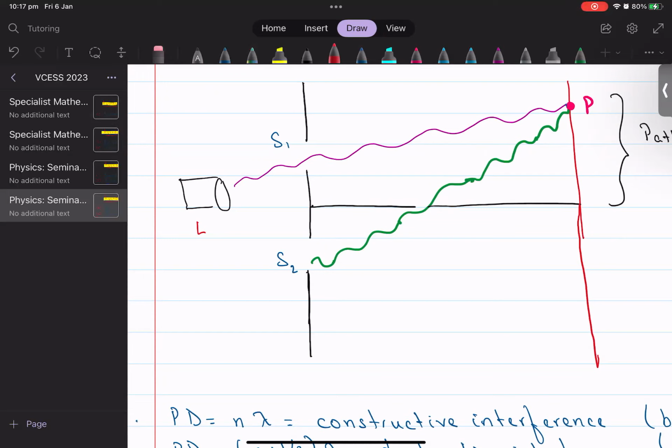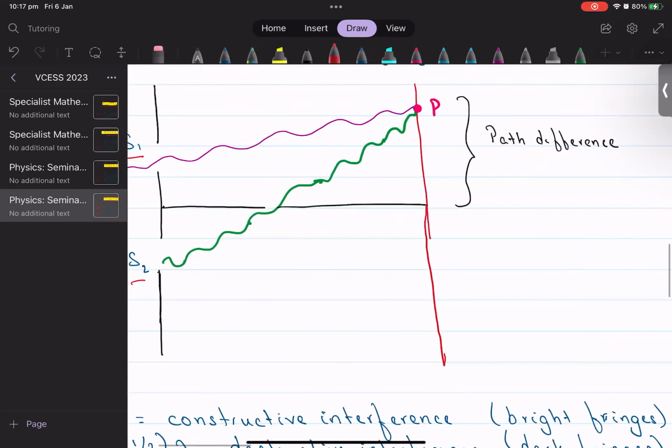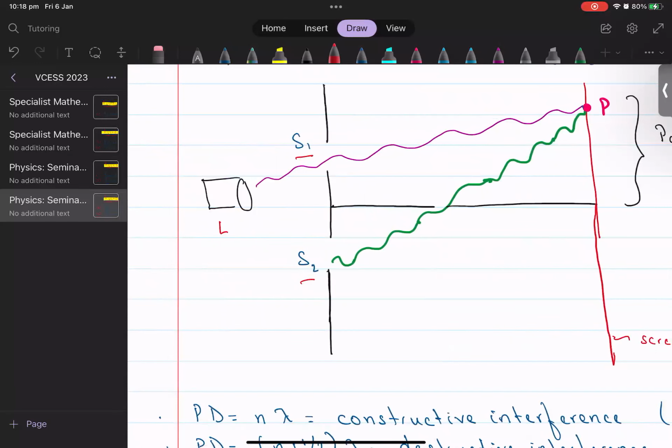Okay, so these are labeled S1 and S2. On the opposite side, we have in red here a screen. This is what's called a screen, much like your TV screen or your projector screen. The idea is to let this light source shine.